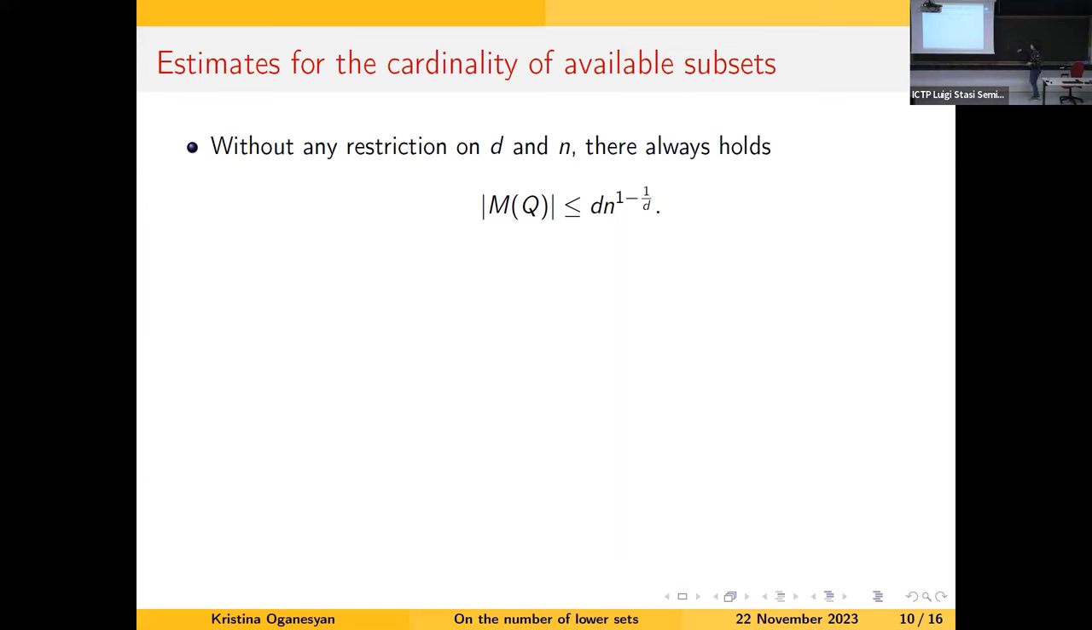This means I can put my set into these two straps in the union. Let me call this part, which belongs to this strap, Q1, and the other one will be Q2. You can see that these two sets are lower sets, right? Because you just cut apart the wave, and that's all. So you have Q belongs to the union of Q1 and Q2. And the same you can say about the available subsets, right? If it's available here, it must be available here and here, right?